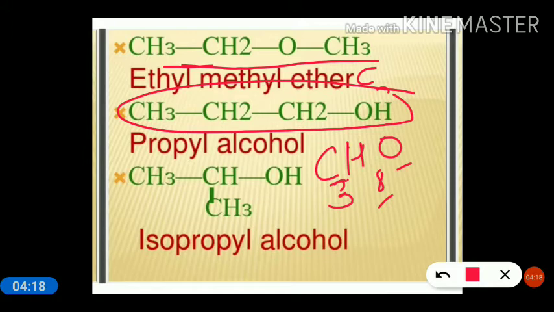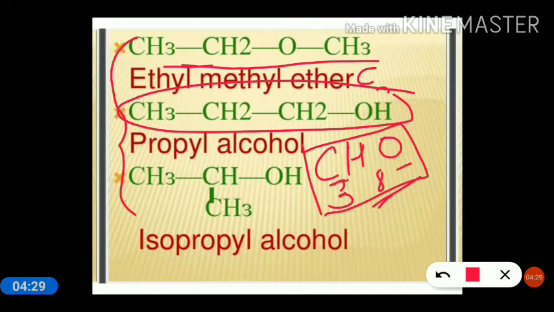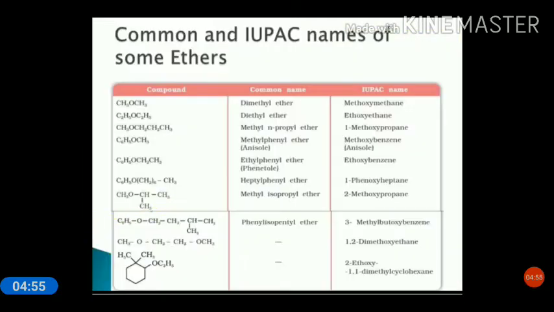In the third one also you can see an alcohol, which is a 2 degree alcohol, and the formula remains the same. So in all 3 compounds, the formula is the same, C3H8O, but the functional groups are different. Here ether and here alcohol. So this type of isomerism is known as functional isomerism and the isomers are known as functional isomers. So these are the functional isomers. You can see the IUPAC names of a few ethers.